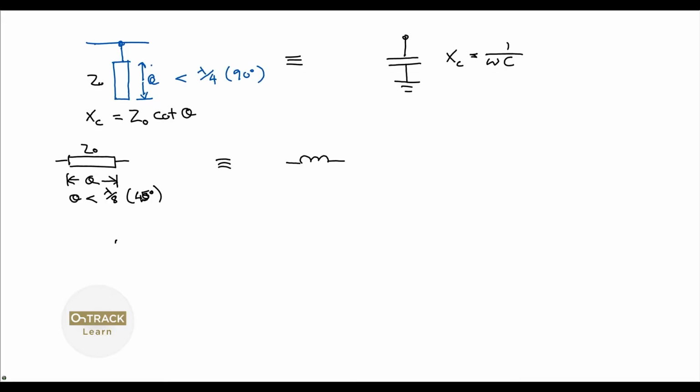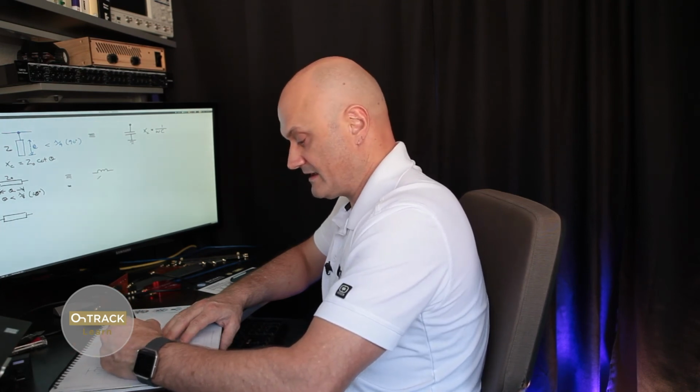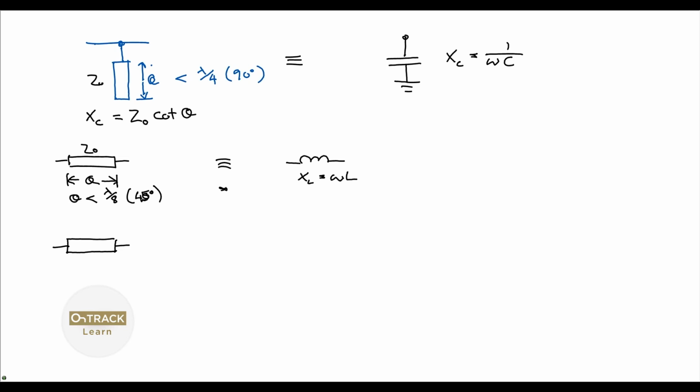Okay? Similarly, if we have a series transmission line segment, it also has capacitance to the ground plane. So if you want to work out what's the inductance, you can use this one, right? Again, XL equals omega L. And the transform here, the inductance of a series transmission line segment is given by omega, XL is Z0 sine theta, only when theta is less than 45 degrees.